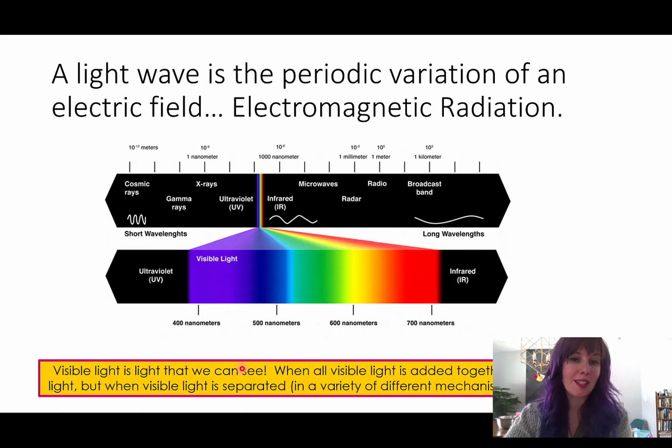So visible light is light that we can see. And when all visible light is added together, when you mix all of these different wavelengths together, you get white light. But white light can be separated by a variety of different mechanisms, which we will talk about, and we will see color.